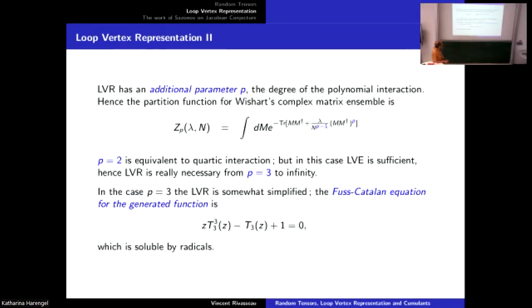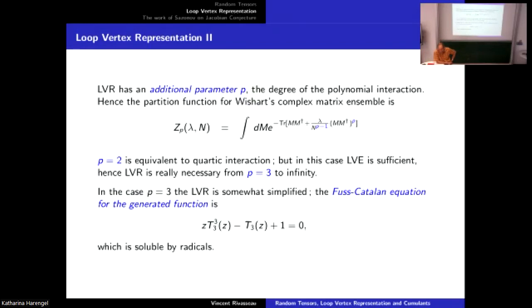P equal to 2 is equivalent to the quartic interaction. But in this case, LVE is sufficient, and LVR is really necessary from P equals 3 to infinity. In the cases P equals 3 and 4, the LVR is somewhat simplified.